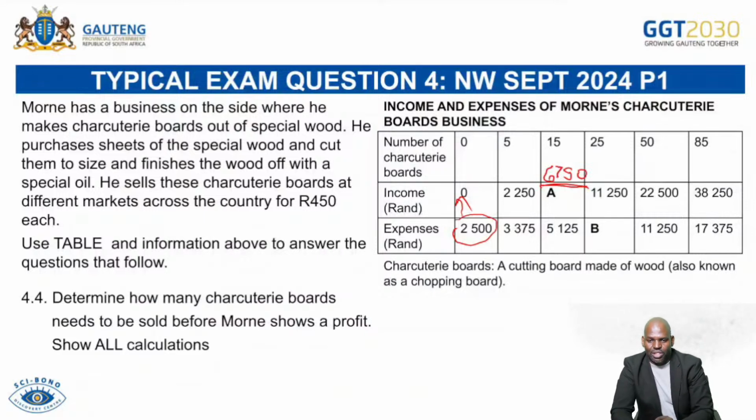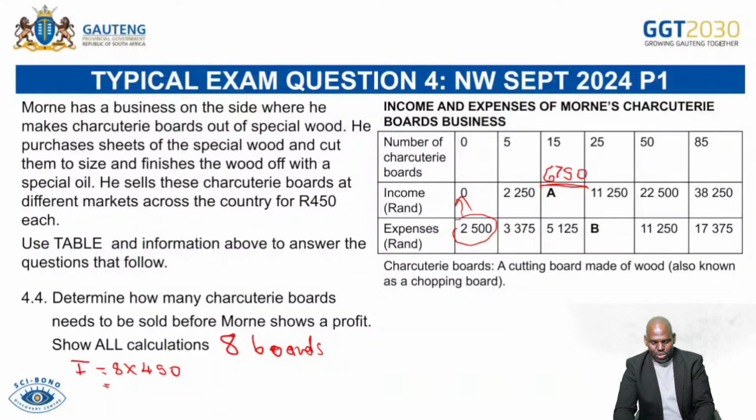Okay, we can test it like this. For this one, obviously it must be more than 5 but less than 15. You can check with the others, but in this case, let's check with 8. If the number of items is 8, for 8 boards, what will be our income? Income will be 8 multiplied by our selling price, 450. So this will give us 8 times 450, then I get 3,600.